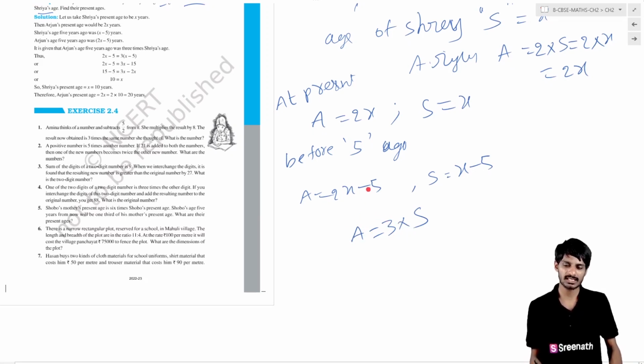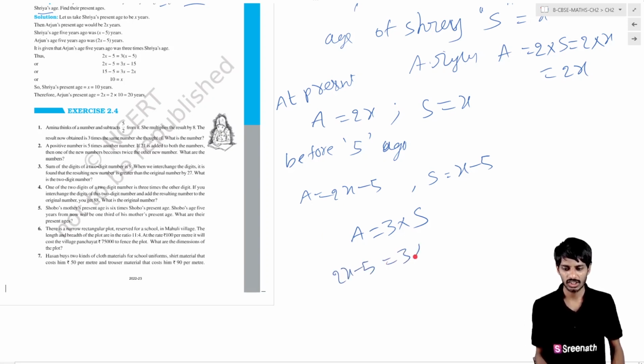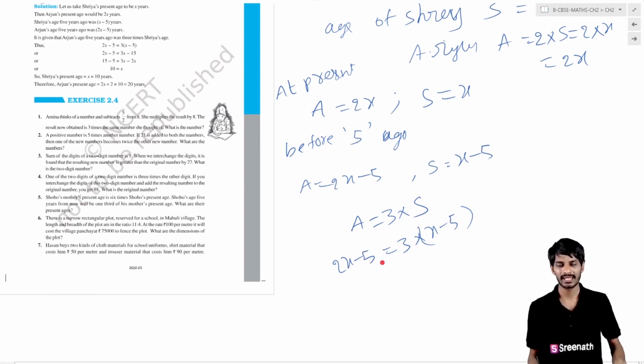So what is Arjun's age before 5 years? That is 2x minus 5. So that is 3 into what is Shreya's age? That is x minus 5. So finally again it will become a linear equation. It has one variable, that is x, it is on both sides and its degree is 1. So it is a linear equation. We have to solve it.